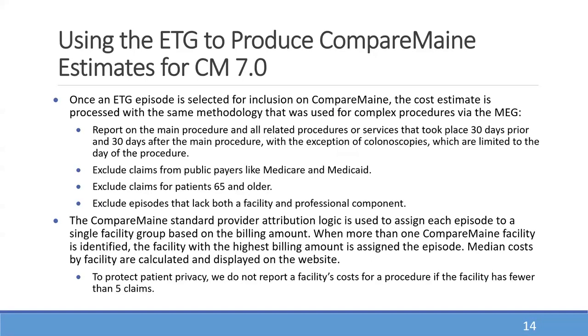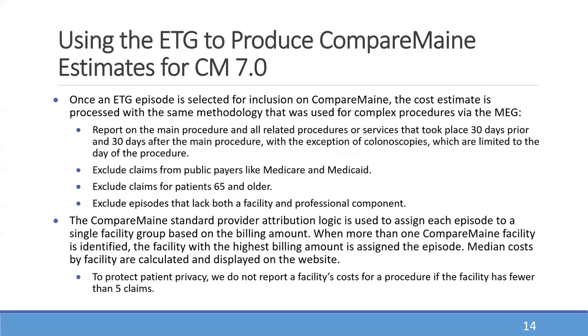And then we also exclude claims from public payers like Medicare and Medicaid. We exclude claims from patients 65 and older, and we exclude episodes that lack both a facility and professional component. And so some of these criteria are the same criteria that have to be met by all of the estimates that we show on CompareMaine. And for the most part, as we described, it's really commercially insured consumers who are less than age 65.